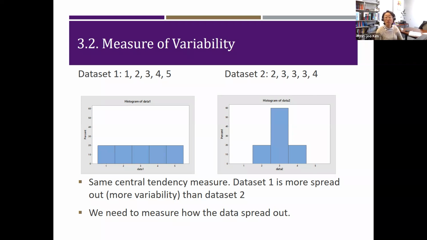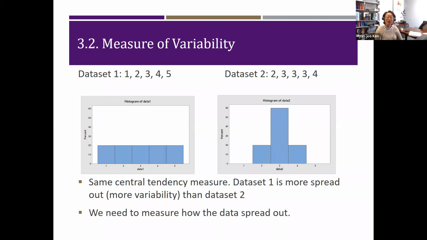So if you're just using central tendency measure, you would say, well, data set 1 has the center at 3, data set 2 has a center at 3, they are the same data. But is that actually true? If they're not really exactly the same, how would you describe that these two data sets are a little different?